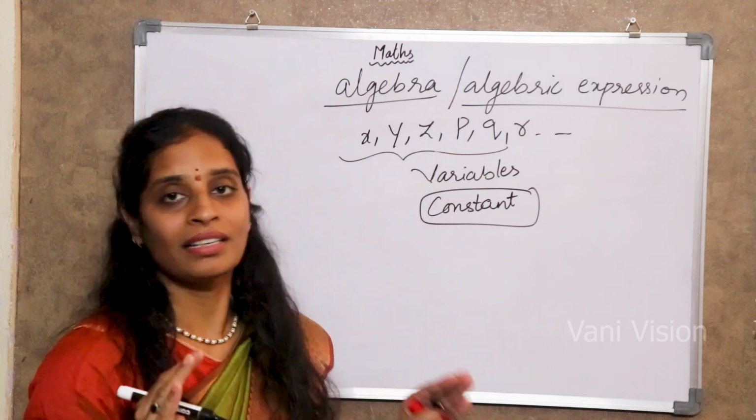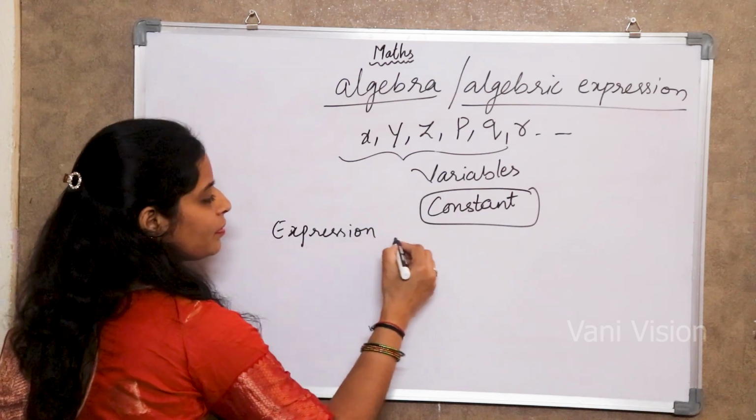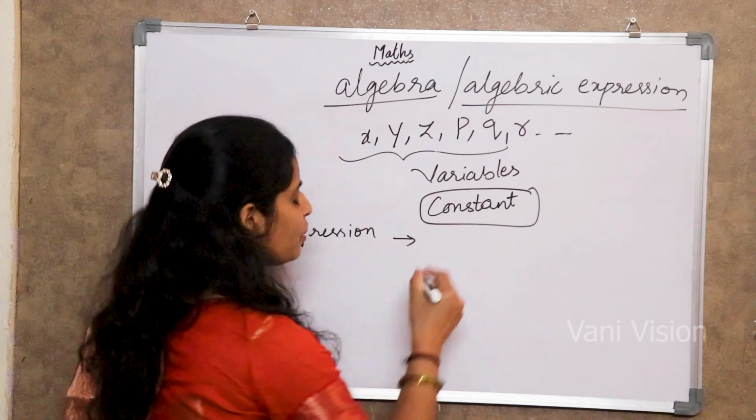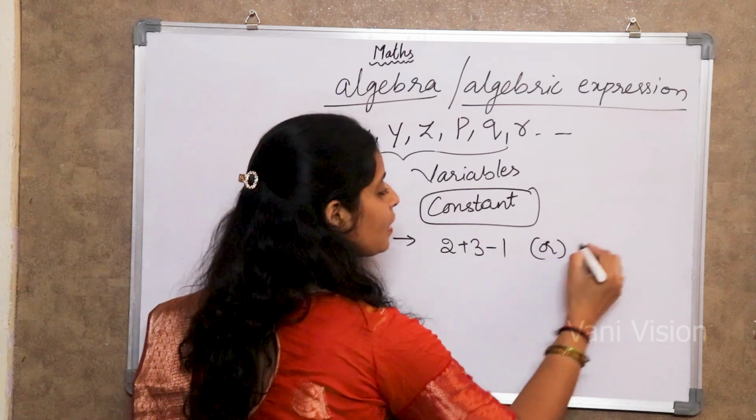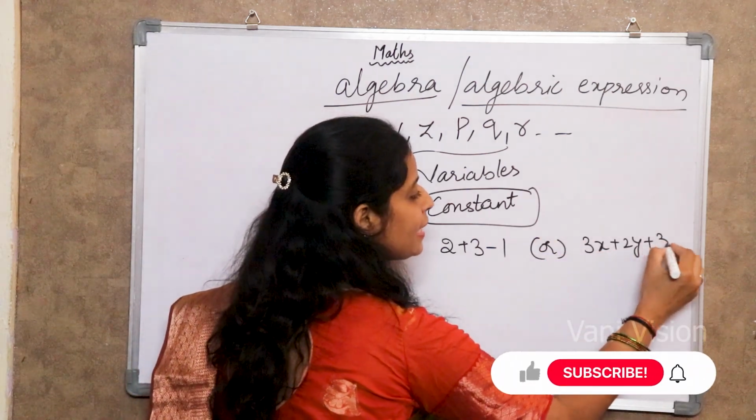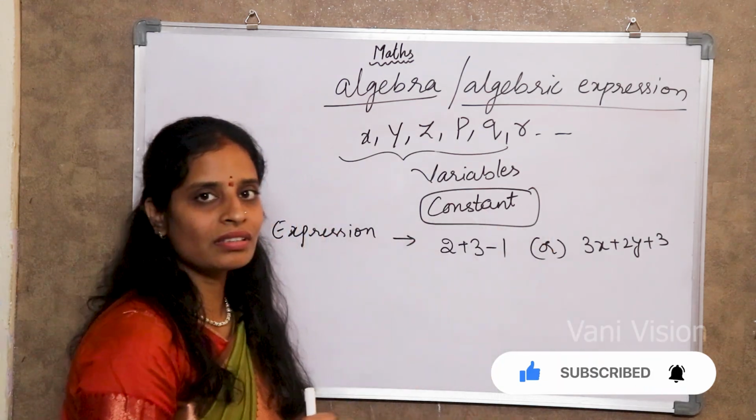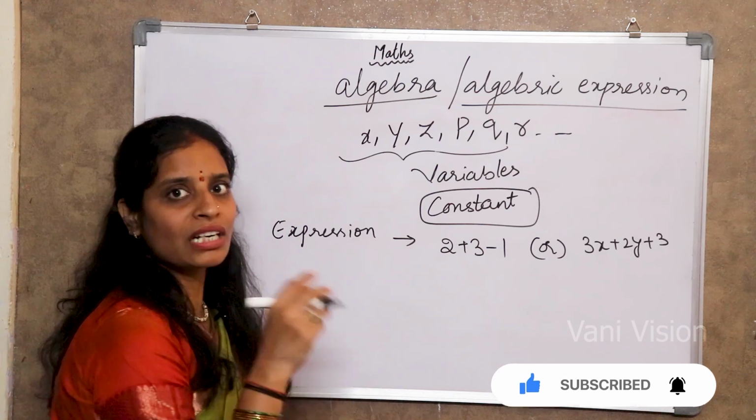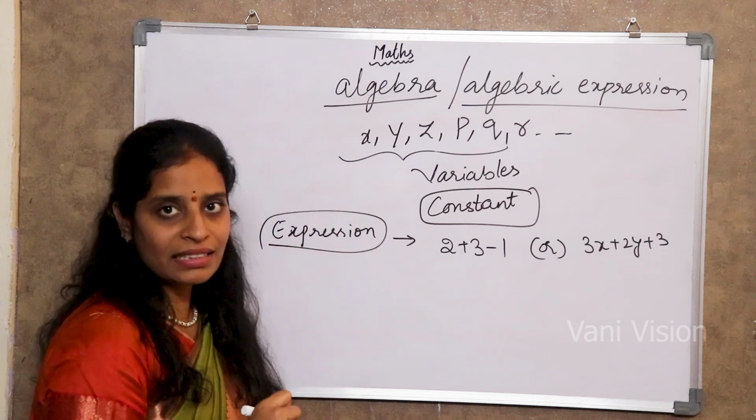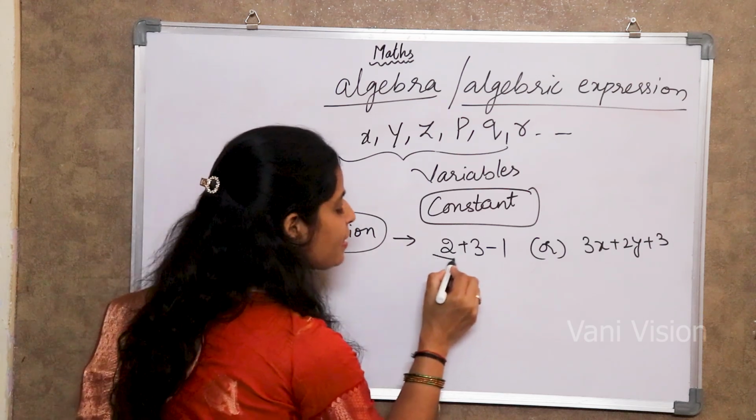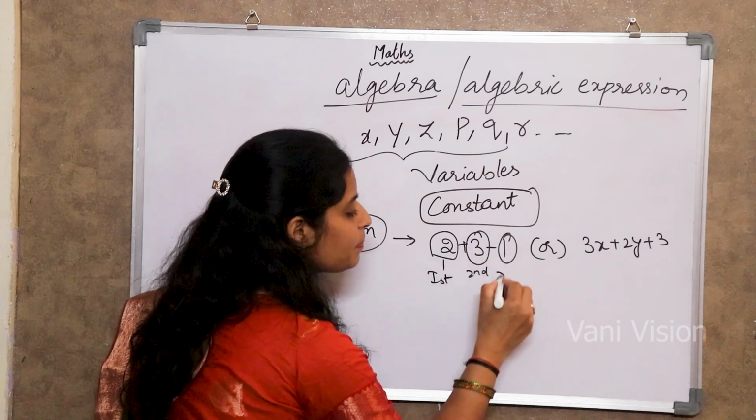What is an expression? To know about an expression, I'll give you one example: 2 plus 3 minus 1. Or 3x plus 2y plus 3. I'll say this is also an expression and this is also an expression. Expression means a group of terms added or subtracted. Here, this is my first term, this is my second term, this is my third term.